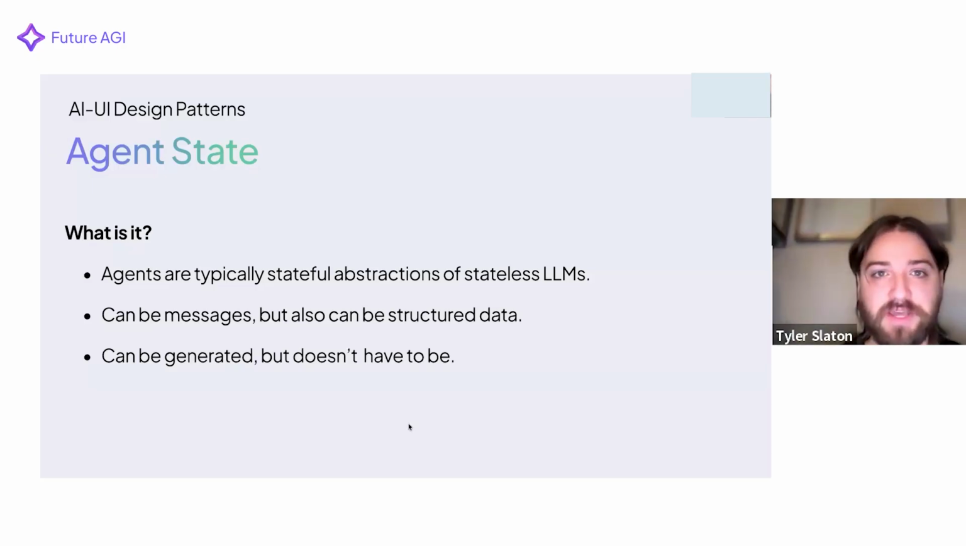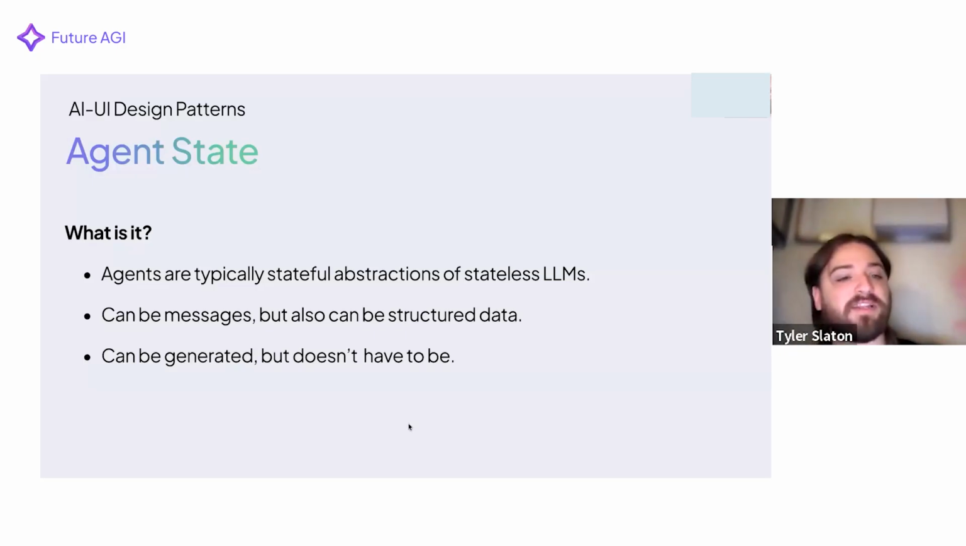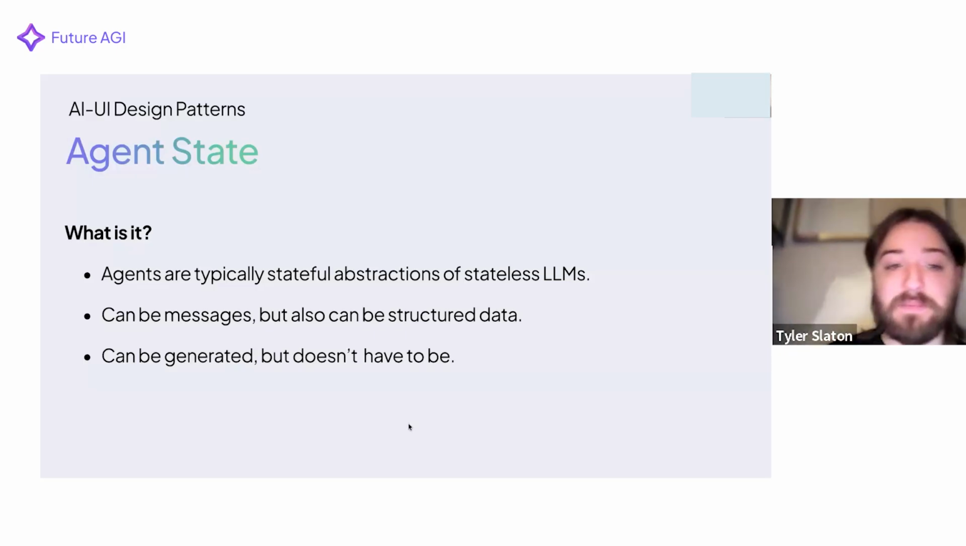And some agent frameworks do this in really interesting ways. For example, Mastra has this concept of semantic recall, where based off of the query, they grab only the relevant messages within a conversation instead of loading them all in. It can be messages, the state, but it also can just be structured data.